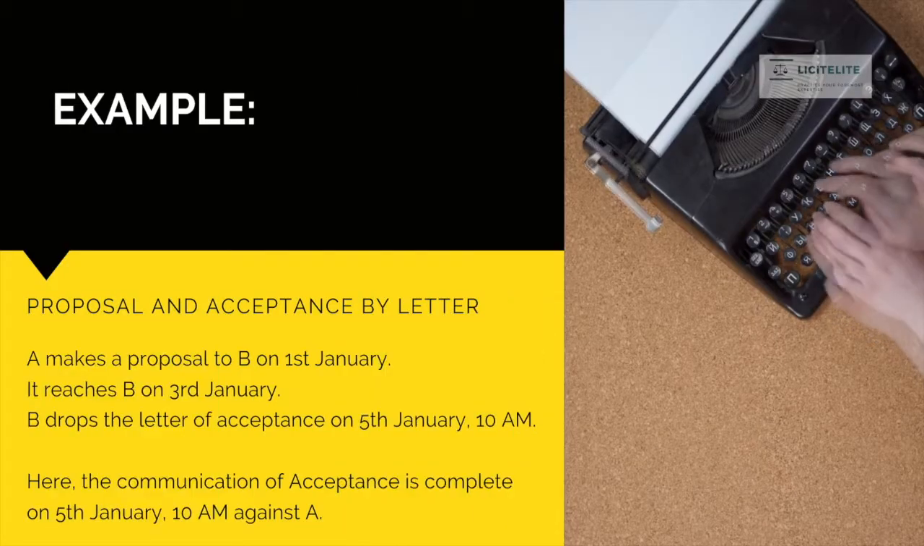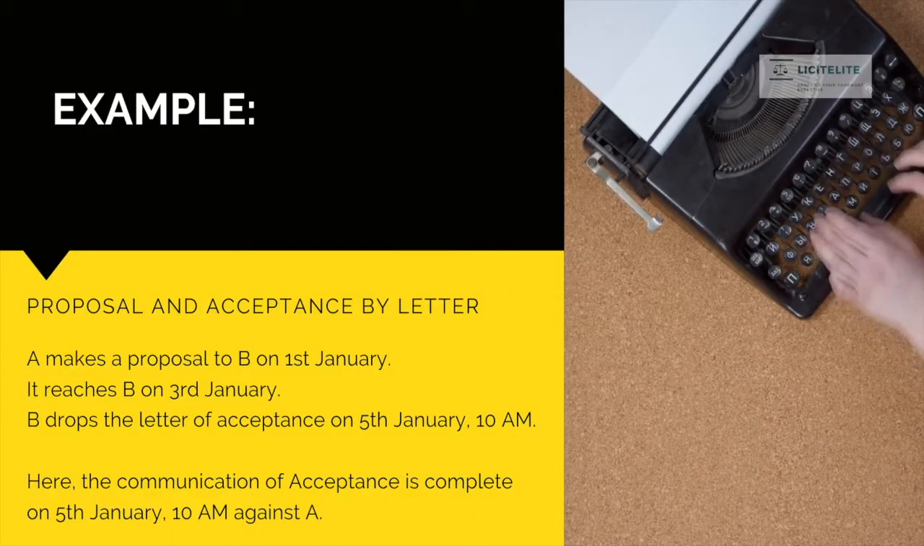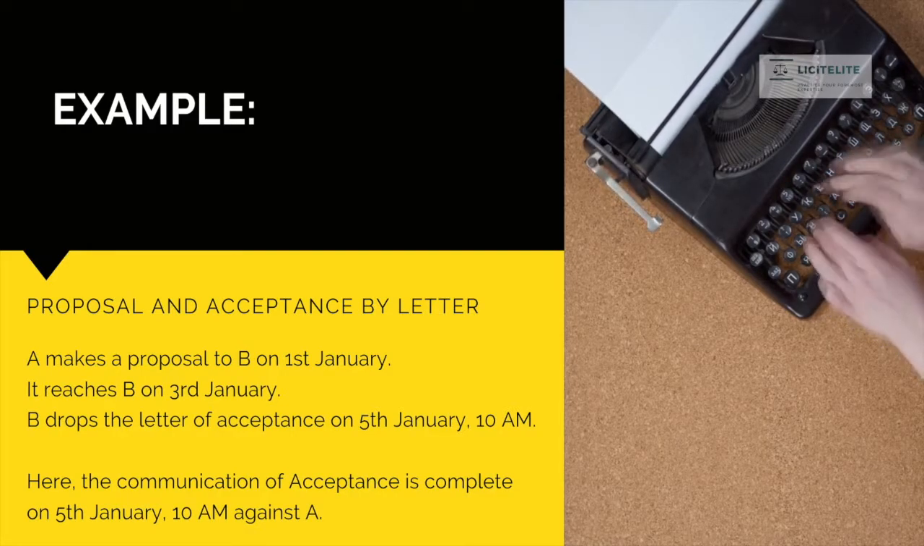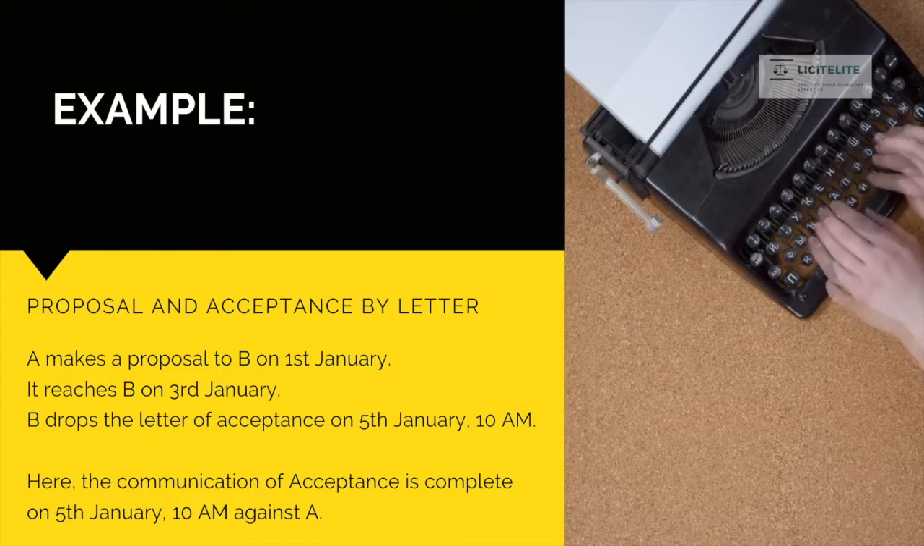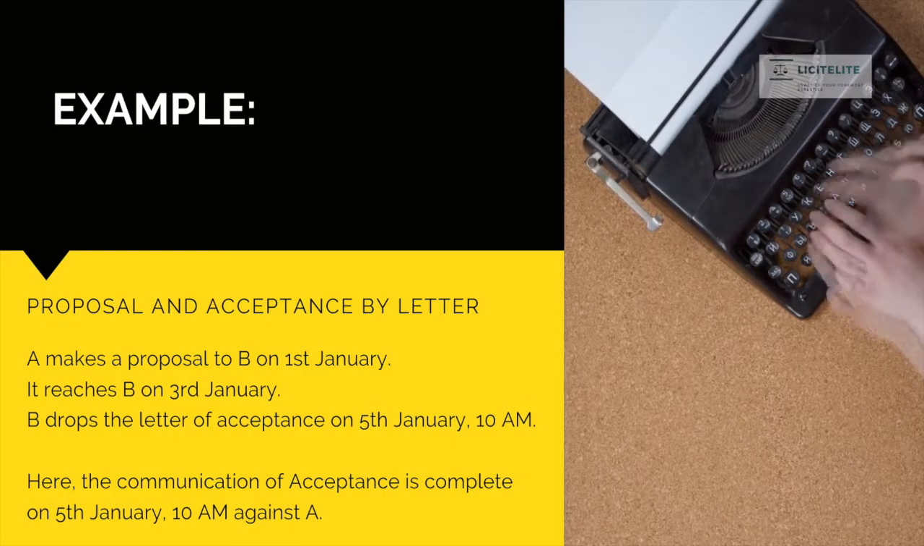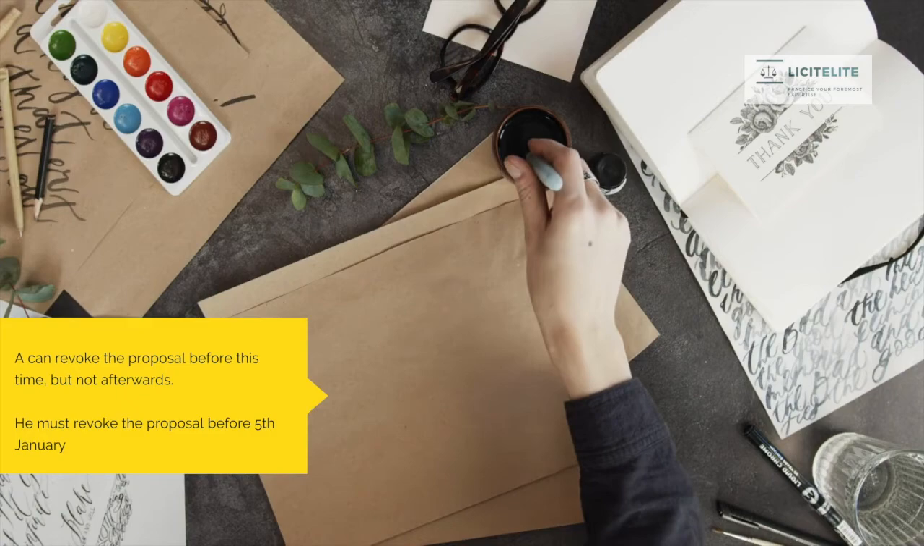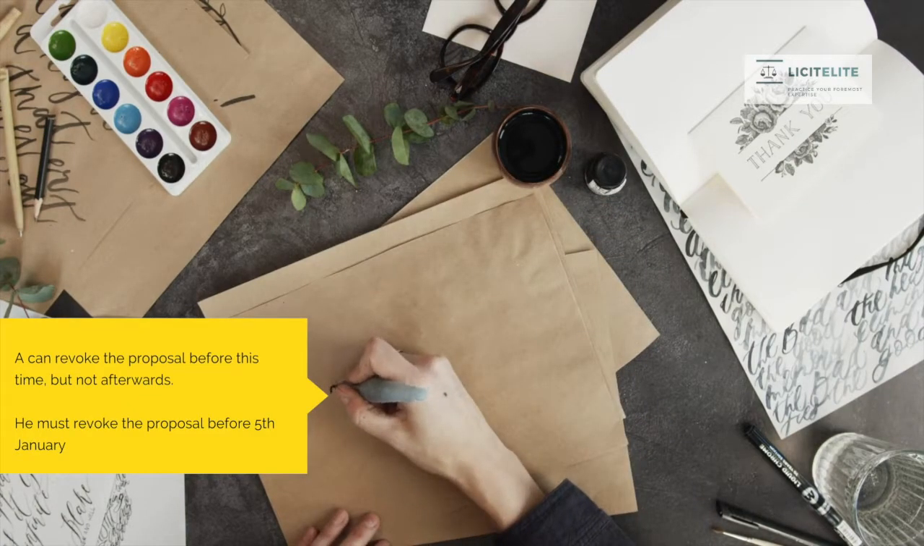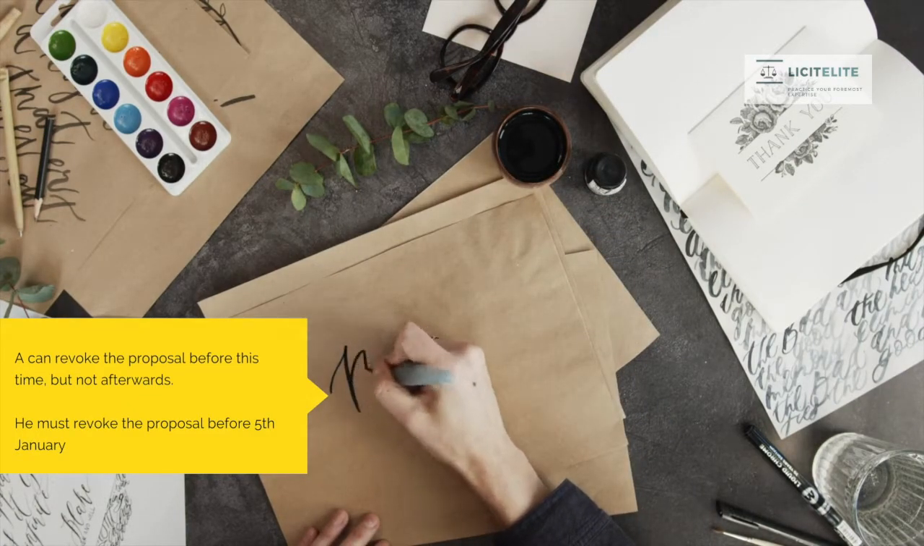So I'll give an example. If A makes a proposal to B by letter on 1st January, it reaches B on 3rd January. B drops a letter of acceptance on 5th January 10 am. In this case, the communication of acceptance is complete on 5th January 10 am against the proposer, that is A. A could revoke his proposal before this time, but he cannot revoke it afterwards.